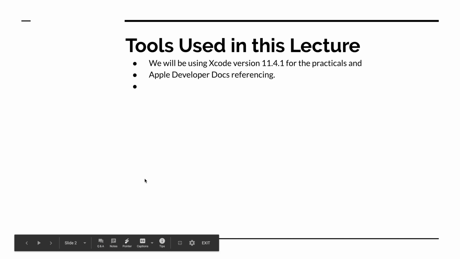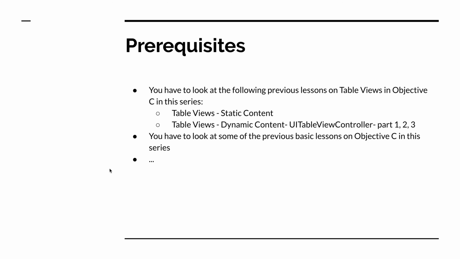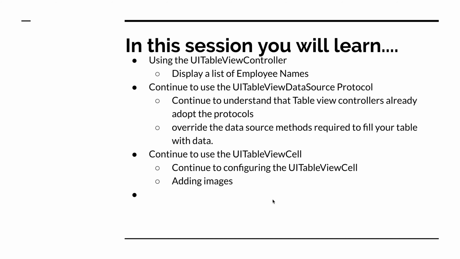Tools used: we will be using Xcode version 11.4.1 for practicals and Apple Developer Docs for referencing. Prerequisite, very important. You have to look at the following previous lessons on table views in Objective-C in this series. You have to look at table view static content, and definitely you have to look at table view dynamic content, the previous part 1, part 2, part 3. You should have a look at some of the previous basic lessons in Objective-C in this series, right?